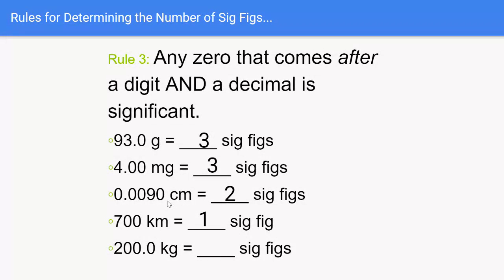Finally, I have 200.0 kilograms. And how many sig figs do I have? Well, 200.0. Now, this one is actually kind of an interesting example because this gets into kind of a tricky rule where if you have a decimal, any numbers that come after the digit are significant. So 200.0 actually has 4 sig figs because the 2 is significant, and then all of the zeros are significant because there is a decimal and they come after the digit. So that's a total of 4 sig figs.